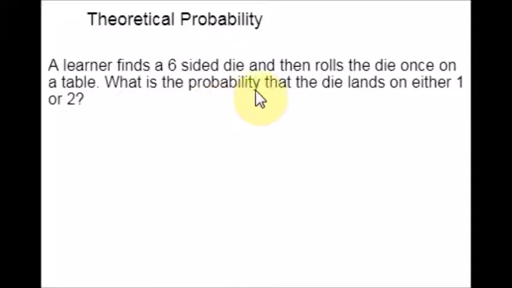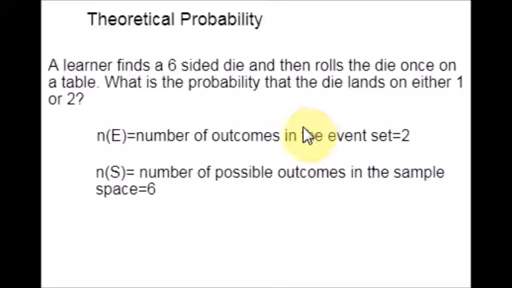And they are asking the probability that the die lands on either 1 or 2. So they are just talking about the 2 faces of the die. Am I right? So the number of outcomes in the event set is 2. As I told you, there are 6 possible outcomes. The number of possible outcomes in the sample space, n of S, is 6.